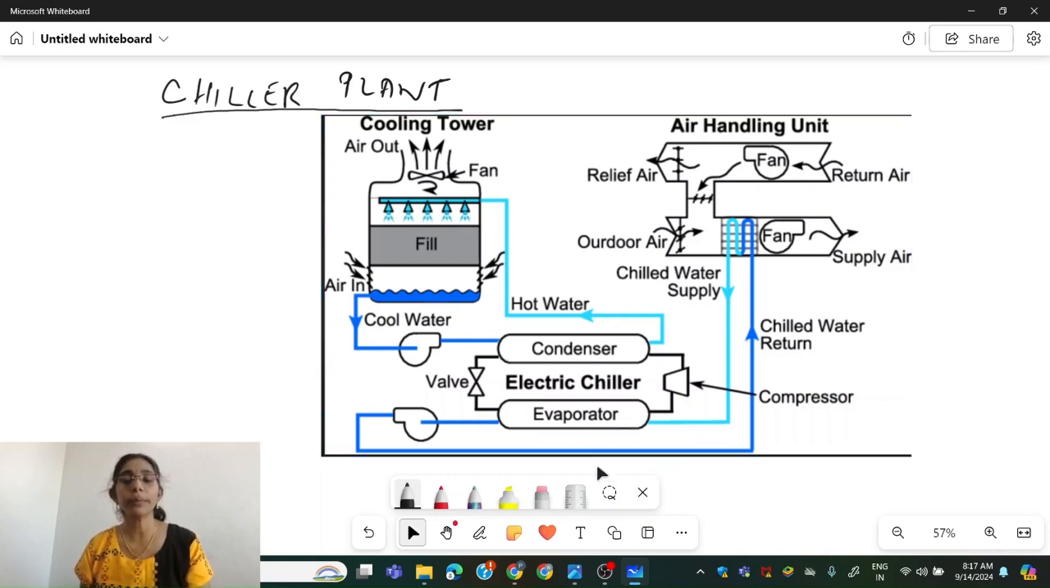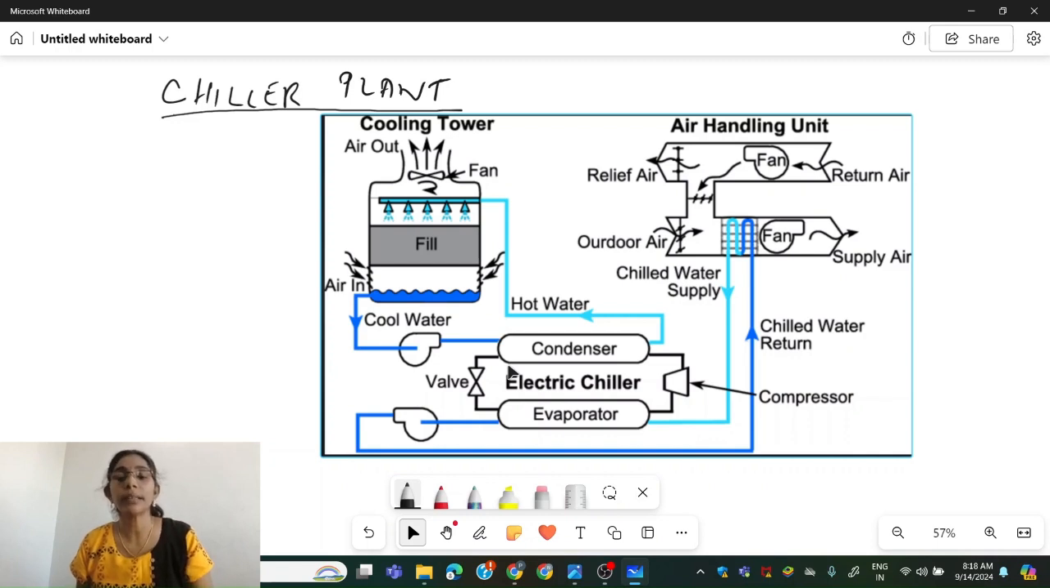Here you have the four major components. The first one is the evaporator. Next you have the compressor, then the condenser, and then the expansion valve. So these four components are present in any type of chiller plant, right? Repeating once again: the evaporator, compressor, condenser, and expansion valve. The refrigerant fluid is going to flow inside this circuit, inside these four units only.